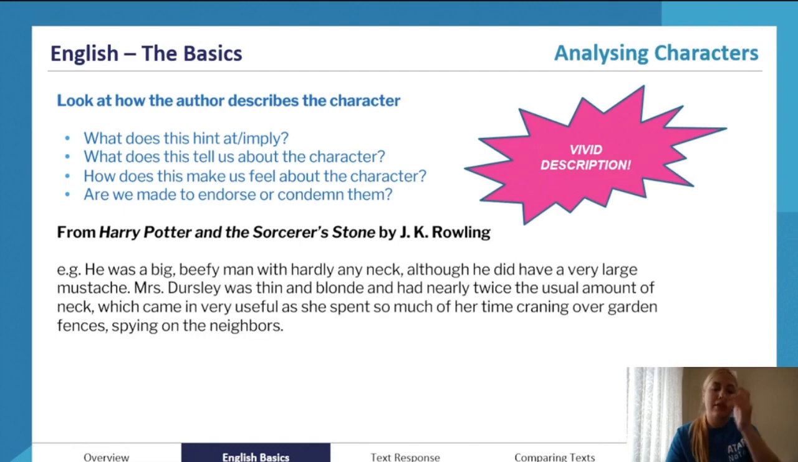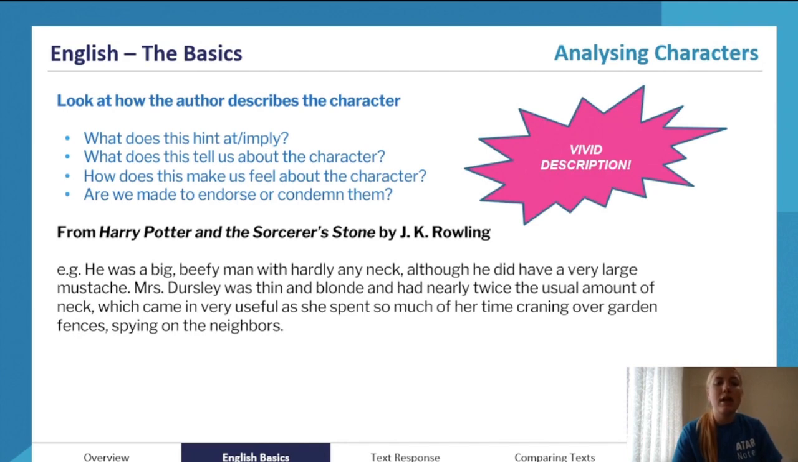Making sure that we really pay attention to how the author describes or portrays the character, and especially look for that vivid description and imagery, and it can even be at times some physical features that depict the character in a certain light. So think about questions like, what does this hint at or imply? What does it tell us about the character? How does it make us feel about that character? And are we made to endorse or support them, or condemn them and disagree with them?